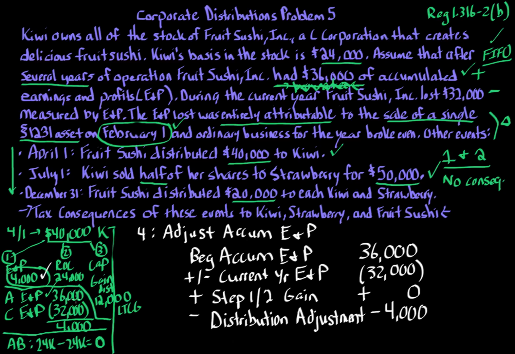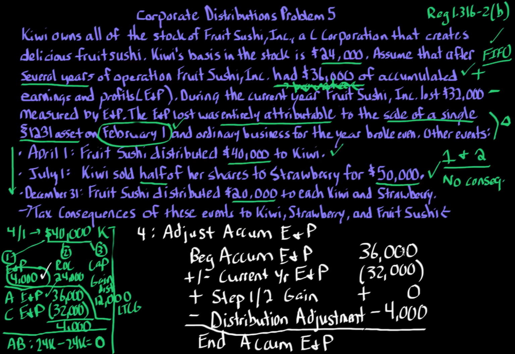Recall that the only time that this will not be the dividend, again, is if it's a property distribution where the basis is greater than fair market value. That's really the only time that you'll see that that's going to be different. But you should always use that as a general rule. And that will give us our ending accumulated EMP. That's the formula. That will give us our ending accumulated EMP.